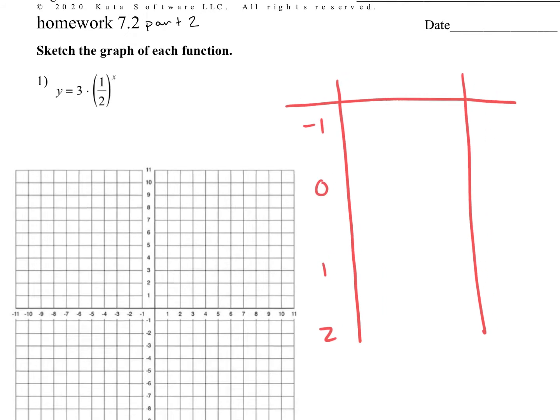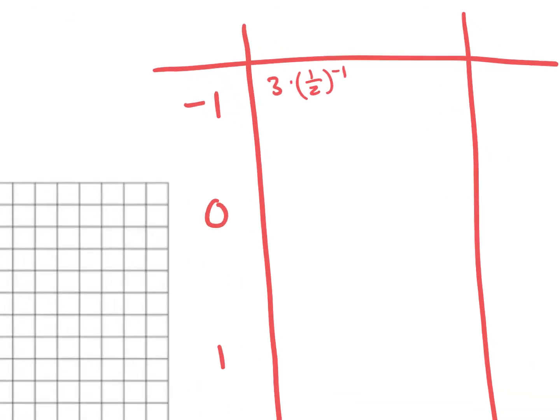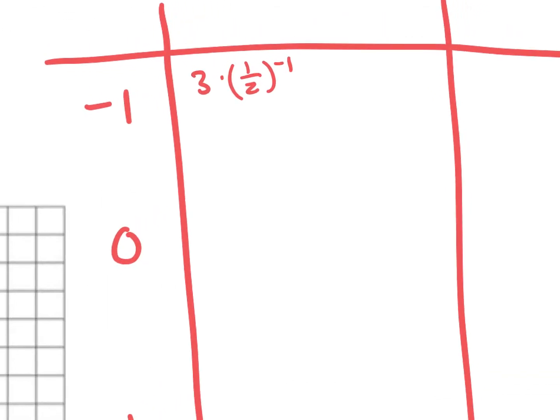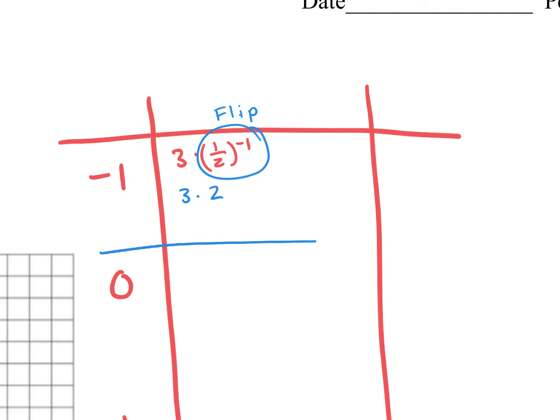So when I plug in -1, this is 3 times 1/2 to the power of -1. What does a negative exponent do to this number here? It flips it. So what does it flip it into? What does it become? 2. Instead of 1 over 2, it becomes 2 over 1. And then what's 3 times 2? 6. So what would my point here be? -1, 6. Awesome.